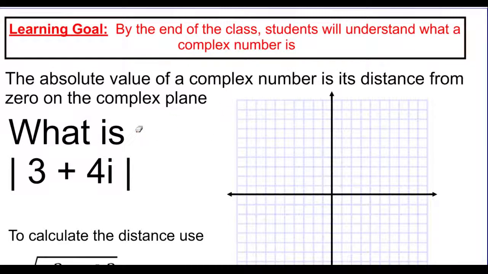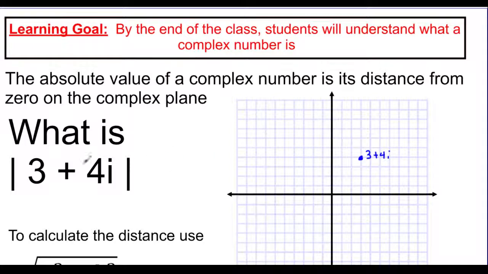So if I apply that same idea and say we have this complex number, 3 plus 4i, let's graph that real quick. I'm going to go over 3 because that's my real number. And I'm going to go up 4 because 4i is my complex number. And this point right here, 3 plus 4i, is the graphed point of my complex number.